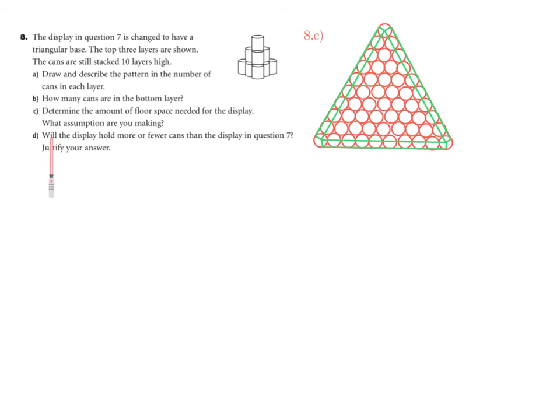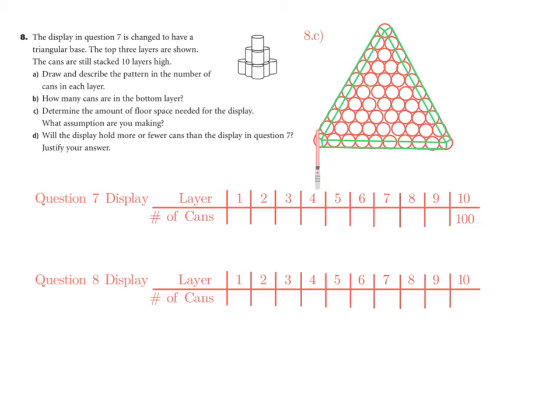Alright, for part D, will the display hold more or fewer cans than the display in question 7? Justify your answer. Alright, well, I know the 10th layer in itself for question number 7 had 100 cans, 10 by 10. This one only has 55 cans, so already quite a bit less than in question 7.